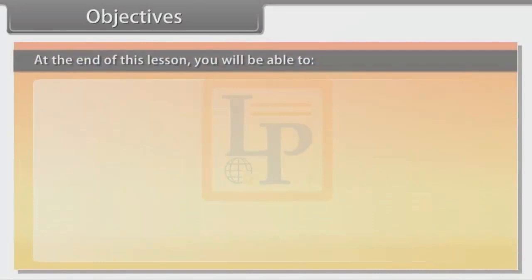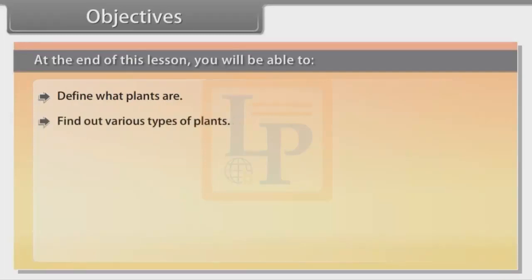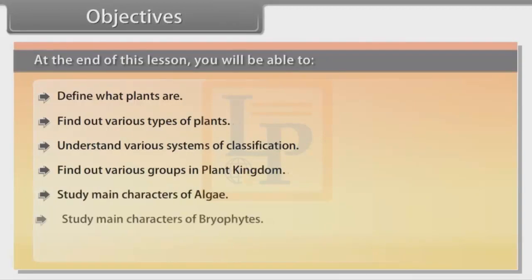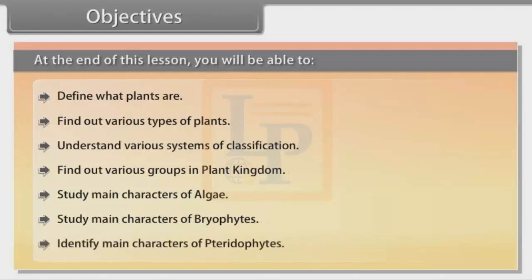Objectives. At the end of this lesson, you'll be able to define what plants are, find out various types of plants, understand various systems of classification, find out various groups in the plant kingdom, study main characters of algae, study main characters of bryophytes, identify main characters of pteridophytes.